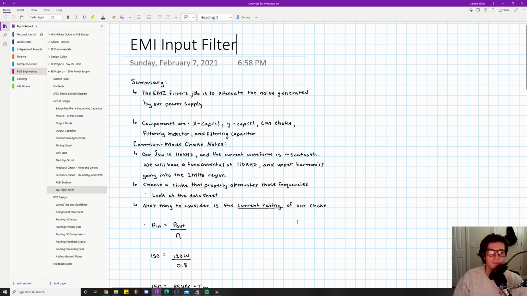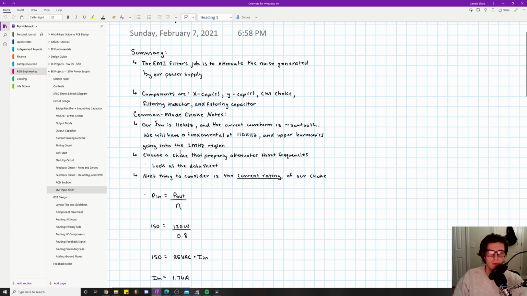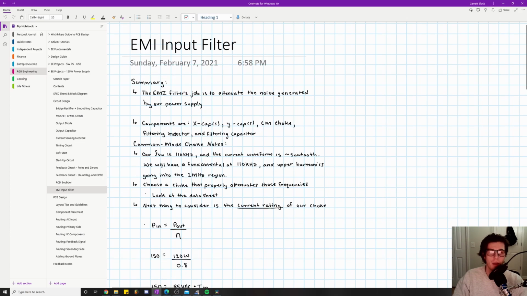The way you do that is the choke's data sheet will actually show you a graph of values. I don't know if I can pull it up, but I actually show you how to do that in that other video. So what we're doing is shopping for some chokes, looking at the amount of attenuation they offer across the frequency spectrum, and then picking one that properly attenuates at 110 kilohertz and beyond. We're looking at the 110 kilohertz all the way up to 1 megahertz region that we're trying to attenuate. So that's the process for selecting a common mode choke.